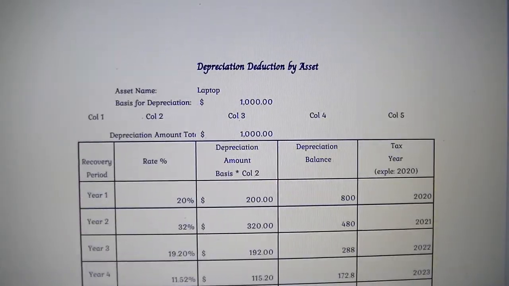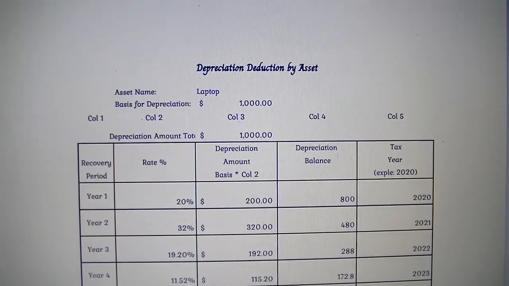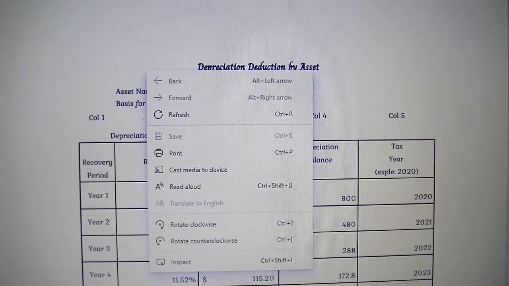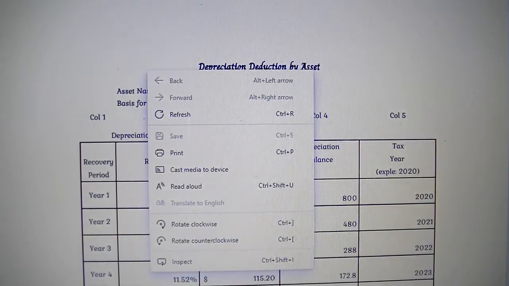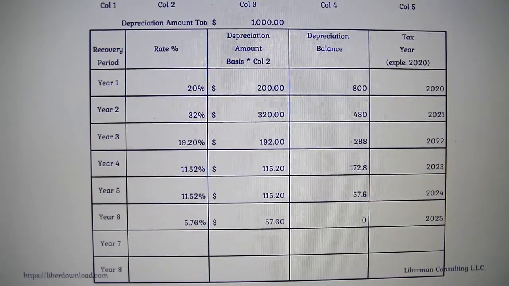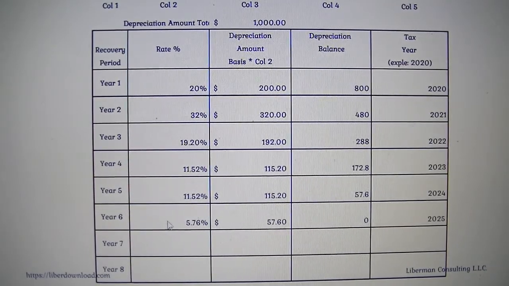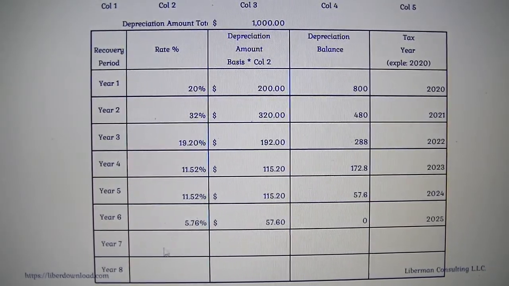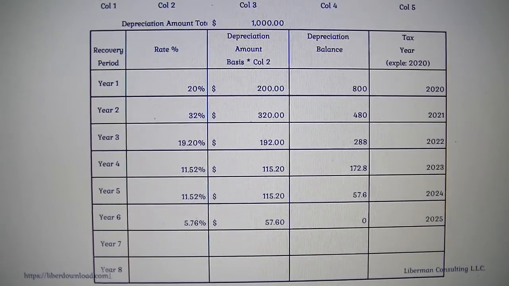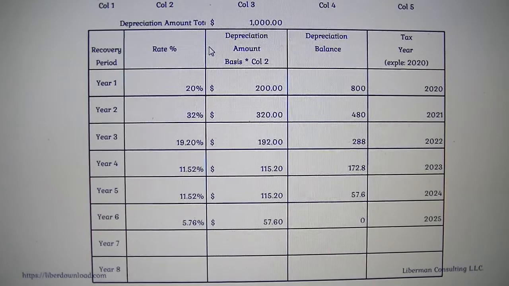And this spreadsheet works well for 5-year property class and 7-year property class. The recovery period will be 5 and 7 year alternate respectively, and you'll depreciate a 5-year asset in 6 years and a 7-year asset in 8 years. So that's why we have the sheet ending at year 8.